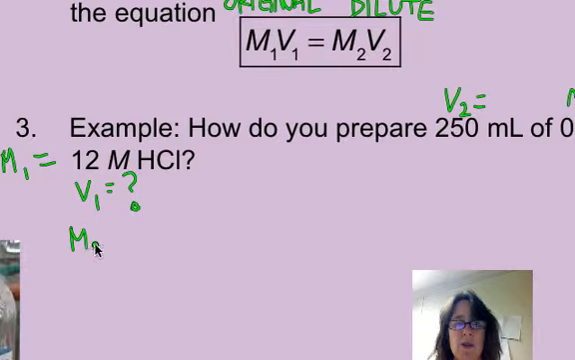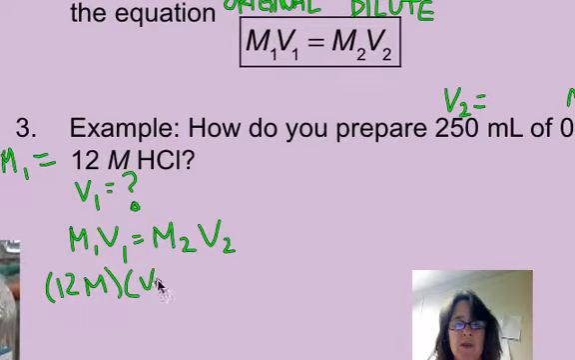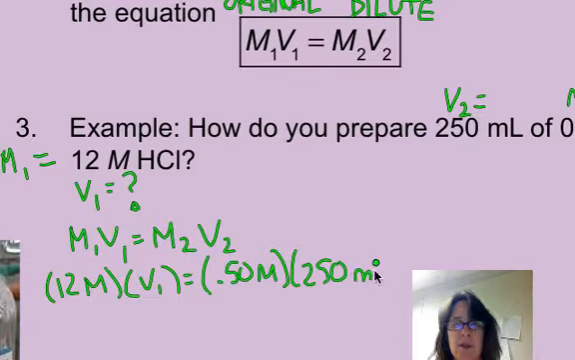Okay, so we're using the equation M1V1 equals M2V2, and we're just plugging in the numbers. So right now, you're going to try and plug in all the numbers that I gave you and solve for V1. So stop the podcast and do it, and then start it up again to check your work. Okay, hopefully you've already tried it. We have 12 molar for M1. V1 we're solving for. M2 is 0.50 molar, and V2 is 250 milliliters. You can go ahead and leave the volume in milliliters as long as it's in milliliters on both sides.